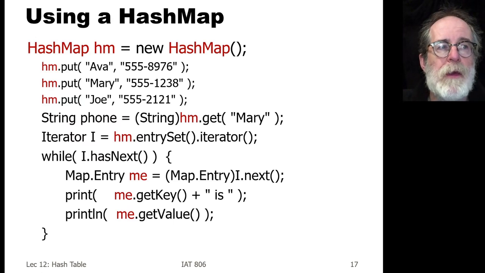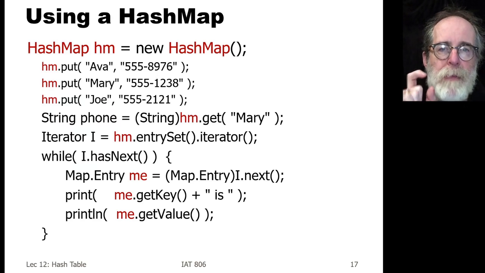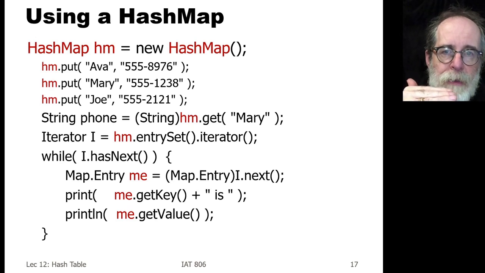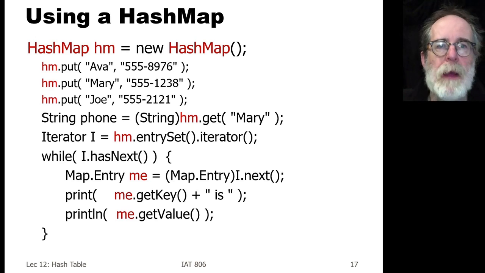And this is the key. I'm using literals here, Ava, and the value, the stuff we care about, we're just giving it a string, the phone number. And so all this thing is a map from names to phone numbers. I look up the name, I get the phone number. Okay, so we put in Mary and Joe and these 555 numbers.